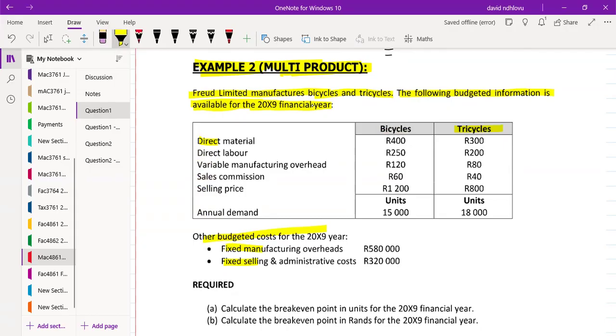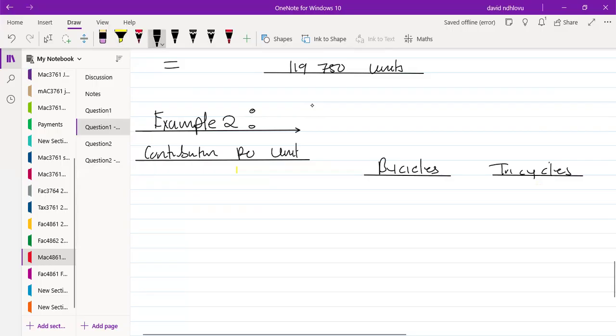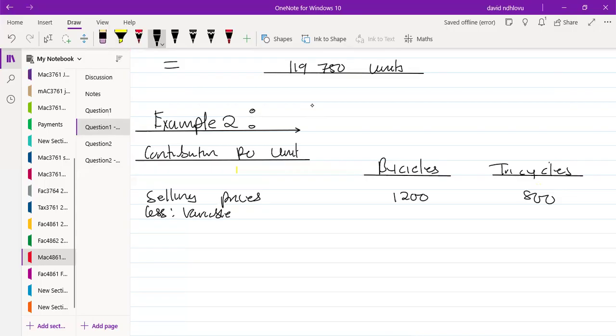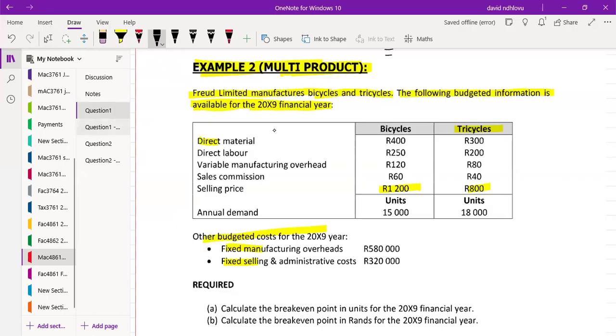So we have the selling prices per each product, 1,200 and 800. And then we say less our variable costs. Here we don't discriminate on the variable cost. It's all your variable cost, both manufacturing and non-manufacturing. We did see that we've got direct material and direct labor. So the direct material is 400 and 300.